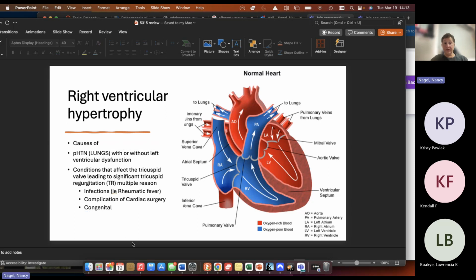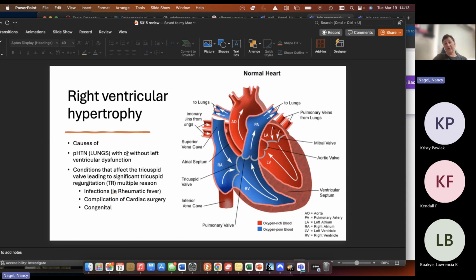All right, so specifically talking about right ventricular hypertrophy. The majority of the cause is going to be pulmonary hypertension in the lungs. You may or may not have any of the left heart involvement. Sometimes when there's left heart involvement, the failure actually started with the left heart. It backed up into the lungs, increased the pressure backwards towards the right ventricle. But the majority of the time, it's going to be pulmonary hypertension. But there are some other things that can cause this.